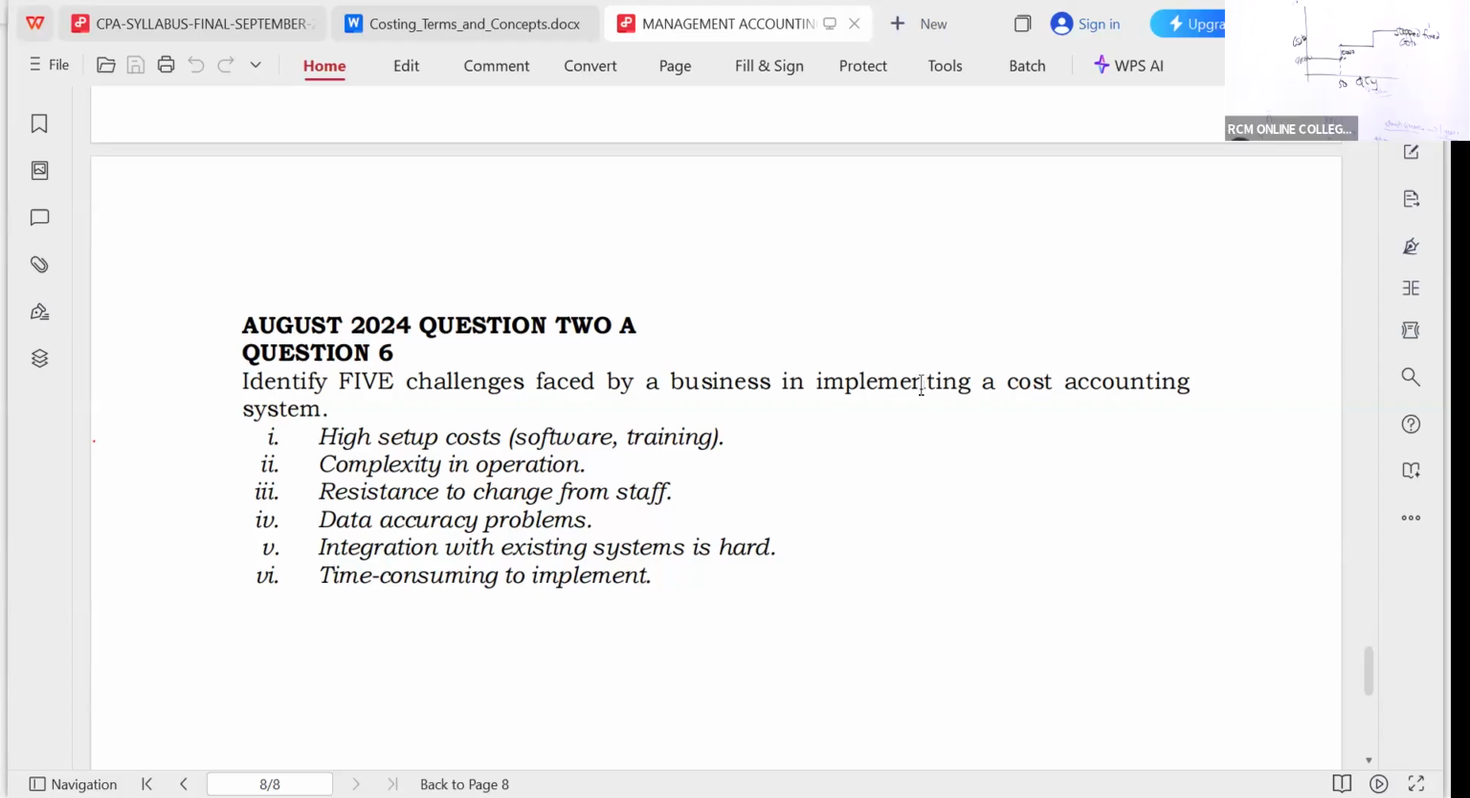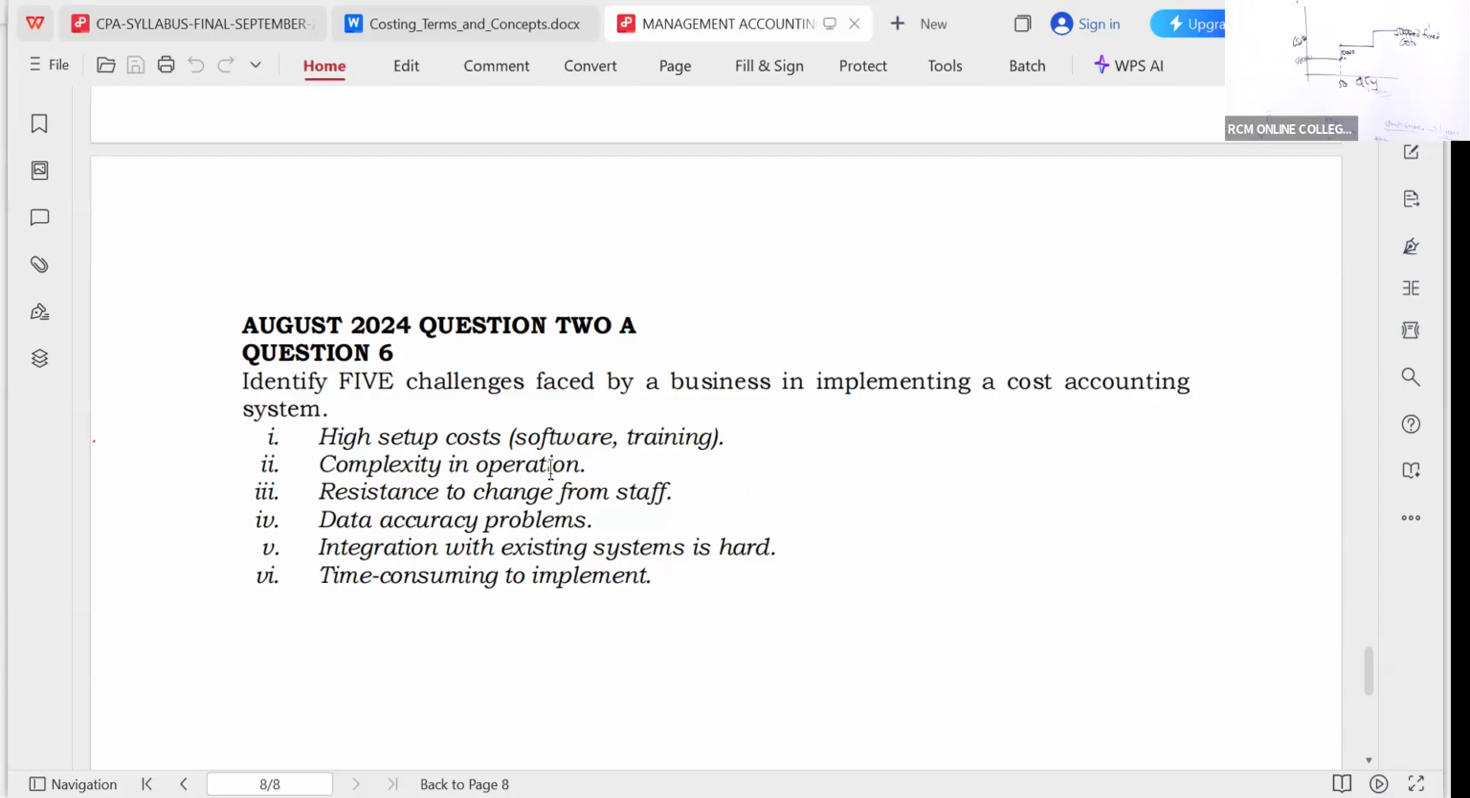Yeah, it will be very, very costly to start with. Even the time of implementing is going to be very, very high initially. We lack resources. We lack experts to run this. There will be resistance to a new system, to change. So we have a high setup cost in terms of software, training, complexity in operation, resistance to change from staff.